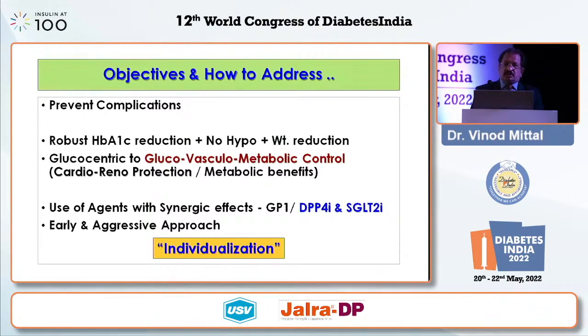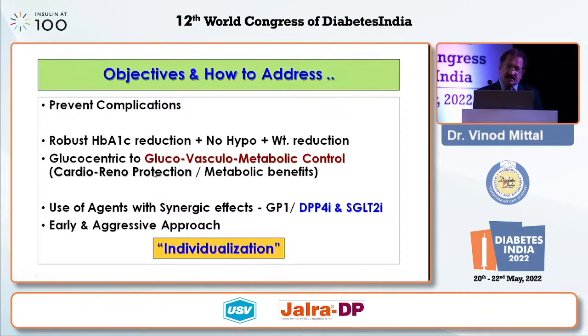So basically, our aims and objectives are, yes, definitely we have to bring down A1C to prevent complications, especially microvascular complications. For macrovascular complications, hypertension as well as dyslipidemia, obesity, and other factors also have to be controlled. Now, as I mentioned, the approach has changed from glucocentric to glucovascular metabolic, all three. So we have to bring down A1C, no doubt. But at the same time, we have to avoid vascular complications and also correct metabolic abnormalities.